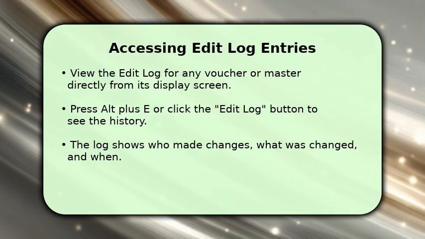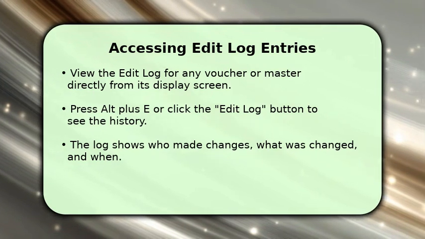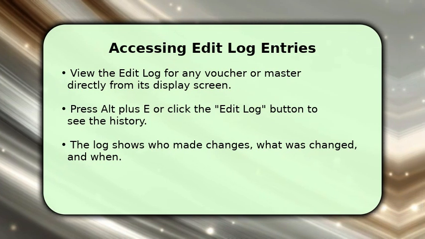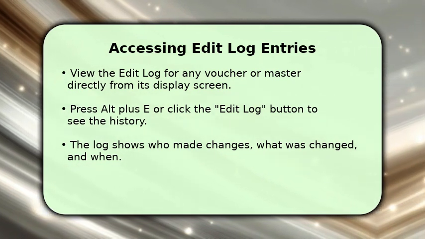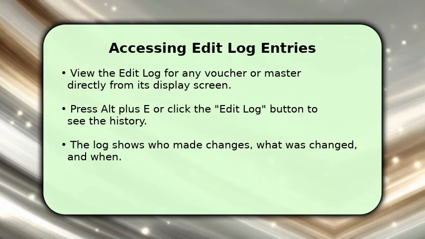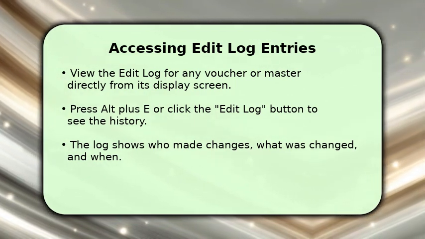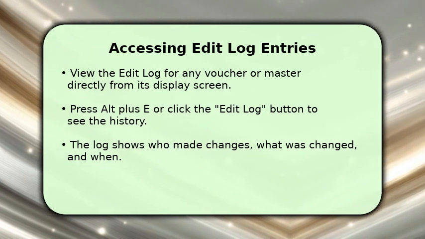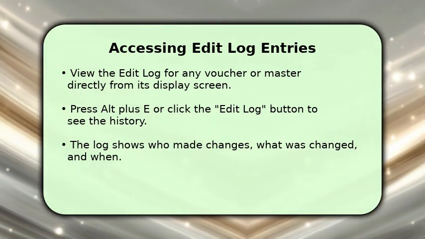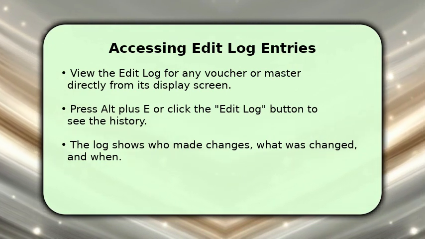Viewing the edit log for any specific entry is quite simple. While displaying a voucher or master, you can press the Alt+E key combination or click on the dedicated Edit Log button. This action will open a detailed history, showing you precisely who made the change, what data was altered, and the exact date and time of the modification. This transparency is invaluable for tracking data integrity.